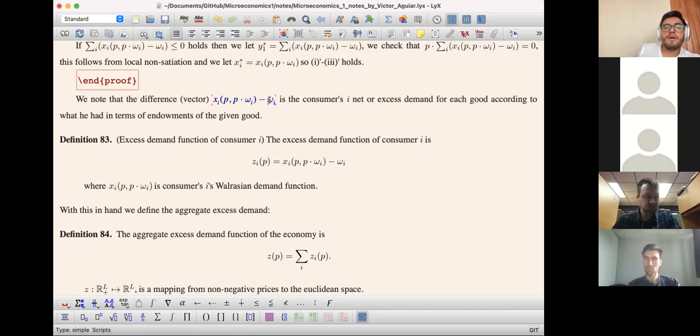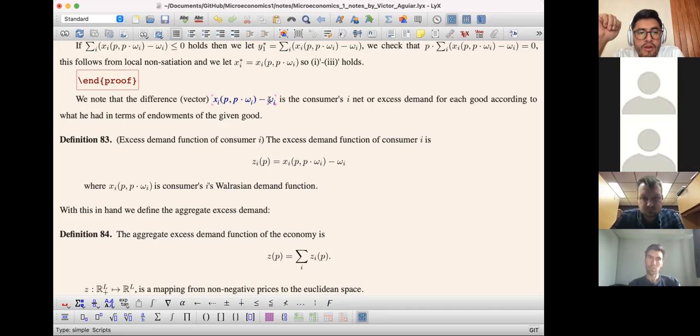So now, this is a definition. The excess demand function, denoted by z(p), is the difference between x_i evaluated at prices p at a given endowment, and now the endowment becomes fixed from now on, so it disappears from the arguments. This is called excess demand. And again, this is excess demand because it's whatever the consumer wants minus whatever exists in the economy, okay?